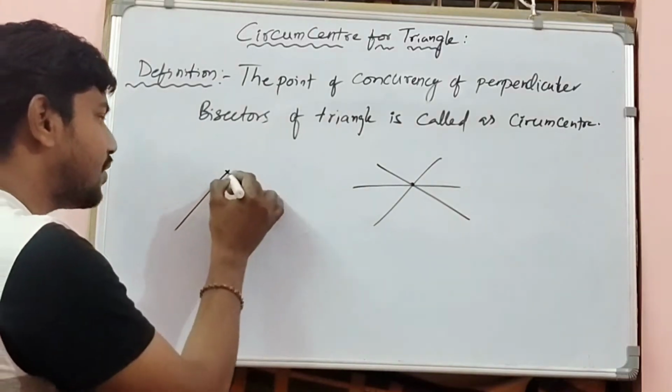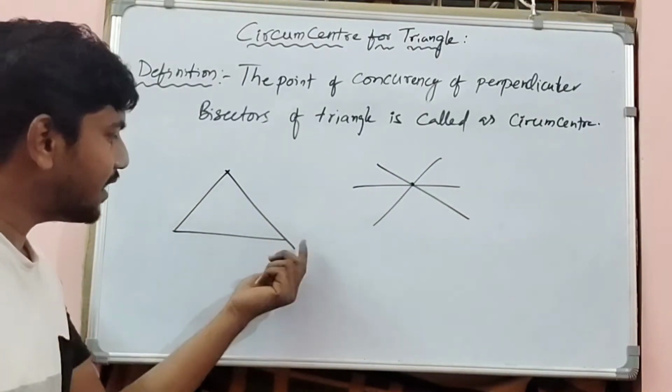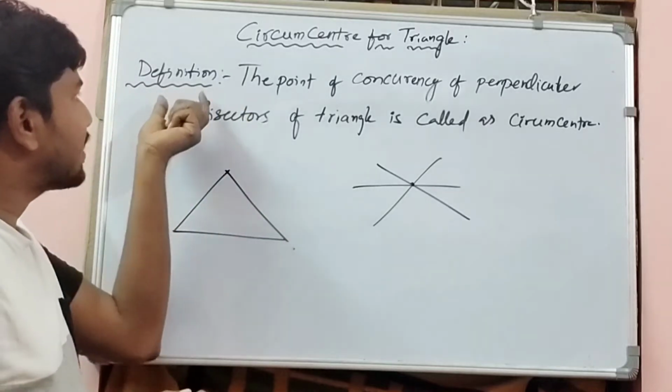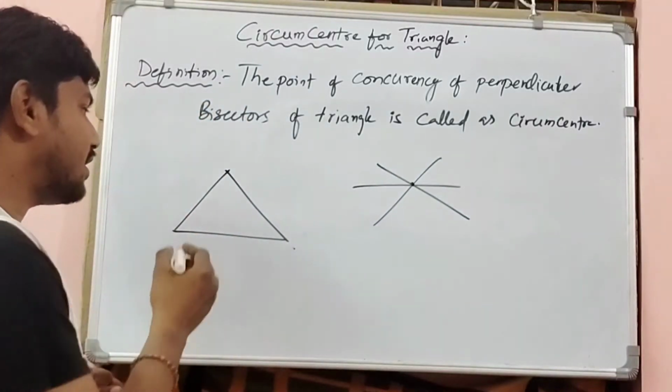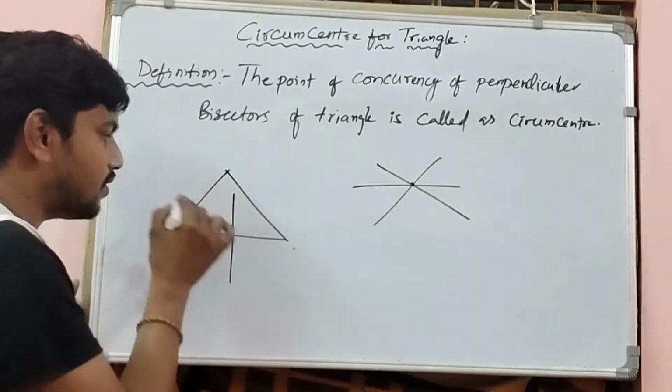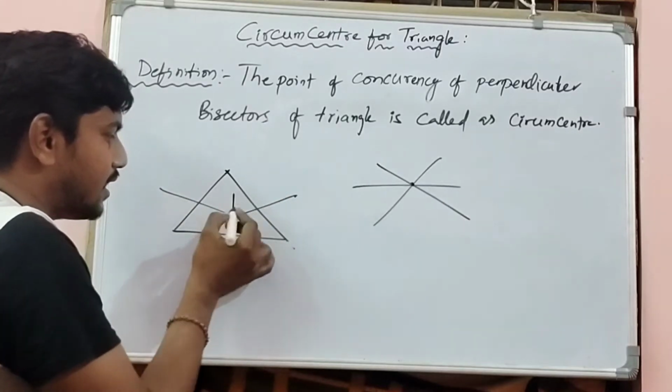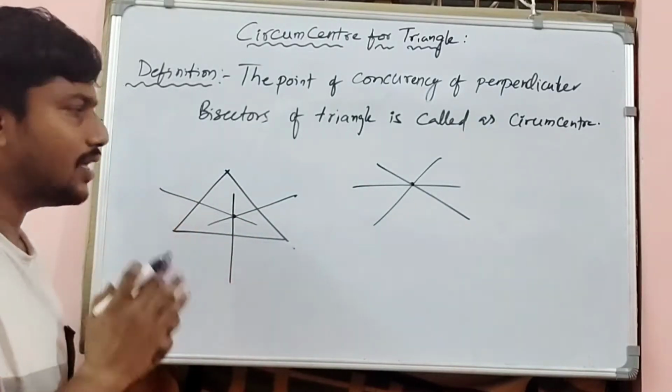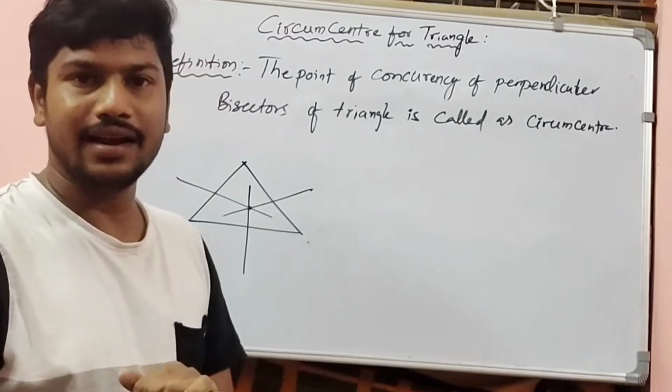Suppose you take an acute angle triangle. For an acute angle triangle, the circumcenter lies inside the triangle. So the perpendicular bisector for this side, and for this side, and for this side will always be inside the triangle. How will it be in the right angle triangle?